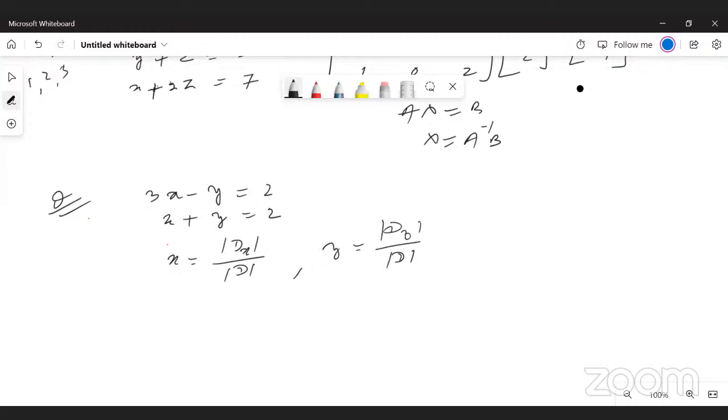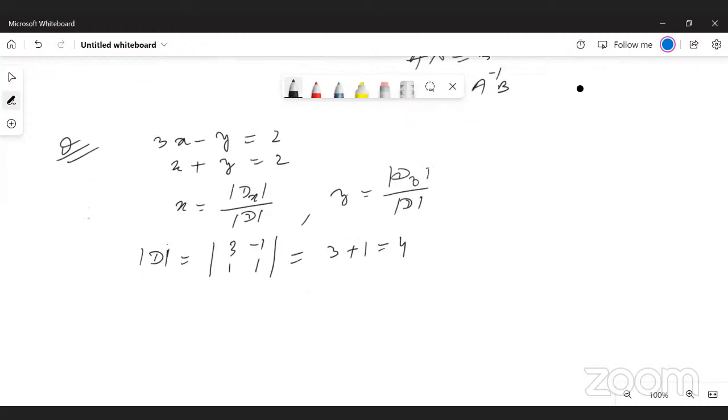First we calculate the determinant value D. We take 3, 1, -1 and 1, so what is the value of the determinant? It becomes 10. We have to calculate the value of Dx and Dy.